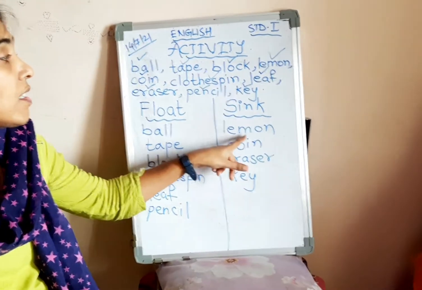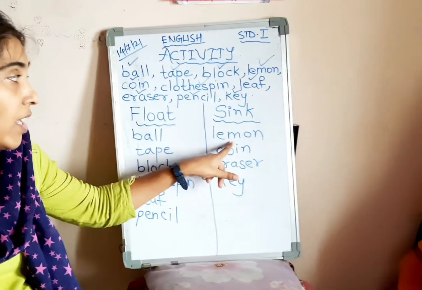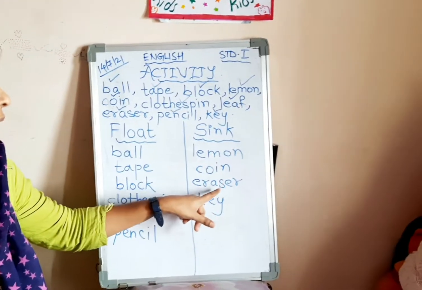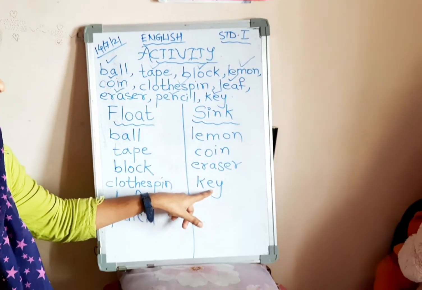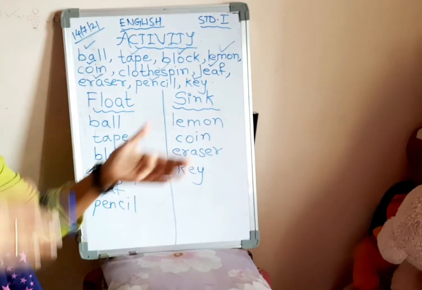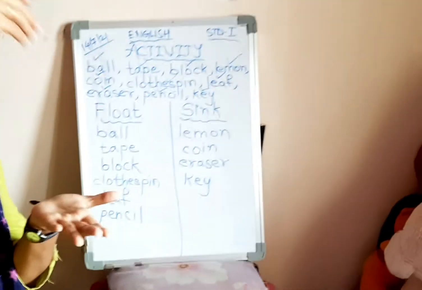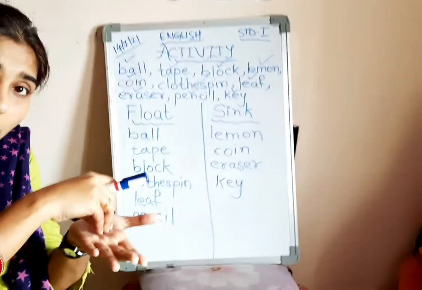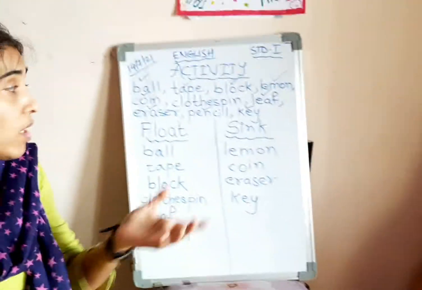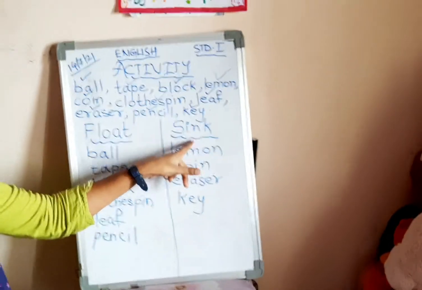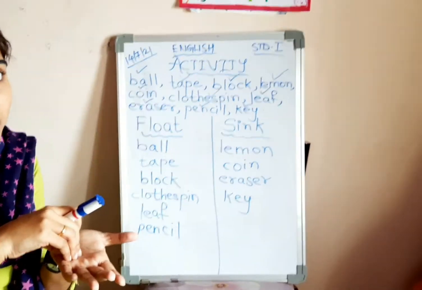And the other things, on the other hand, we have a lemon, a coin, an eraser and a key. These things sank in the water. They went immediately to the bottom of the water in the bowl. So we can say that these things sink in the water, right?